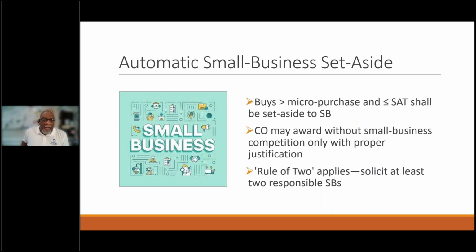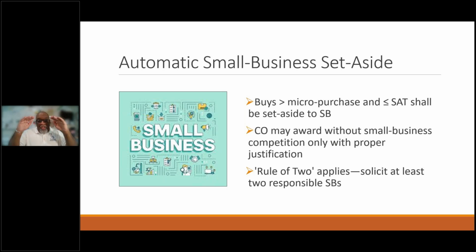Okay, let's talk about set-asides. At this level, purchases greater than the micro purchase and lower than the SAT shall be set aside for small businesses. But the contracting officer may also identify a specific category of small business depending on what their goal needs are for the agency. Okay? They have to tell a story. They have to have proper justification for that.